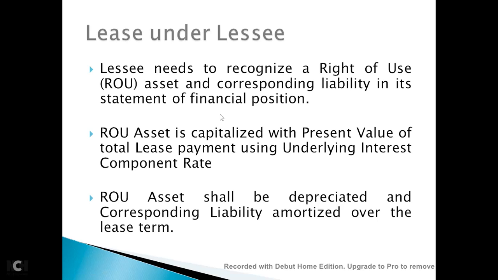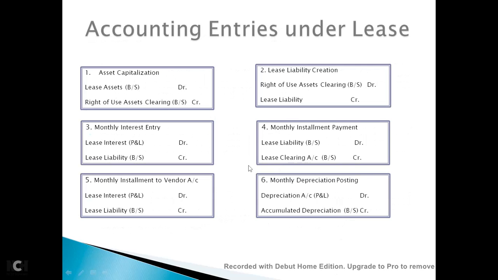So you cannot just post the lease as an expense in P&L. You have to create an asset which is called right of use asset, and also you have to book a liability in your balance sheet. ROU asset is capitalized with the present value of total lease payment using the underlying interest component. So in order to capitalize your ROU asset, you need to identify the underlying interest on the lease payment which you are making, and then generate the present value. And the ROU asset needs to be depreciated, and similarly the corresponding liability needs to be amortized over the lease term. These are the broad accounting entries which you have to pass under IFRS 16 as a lessee.